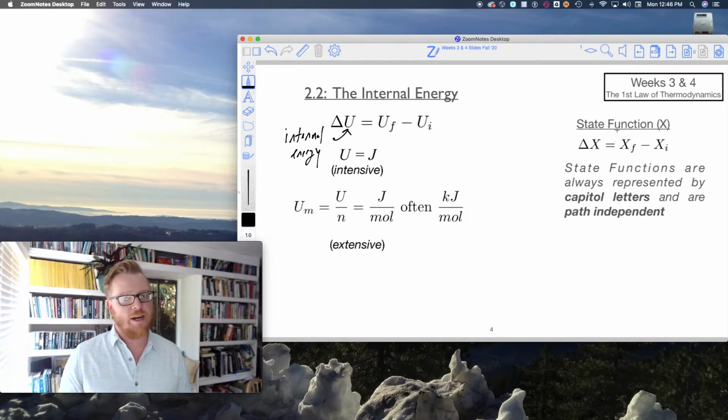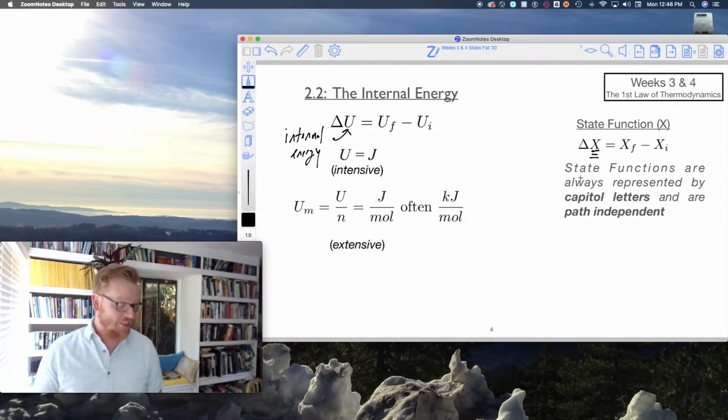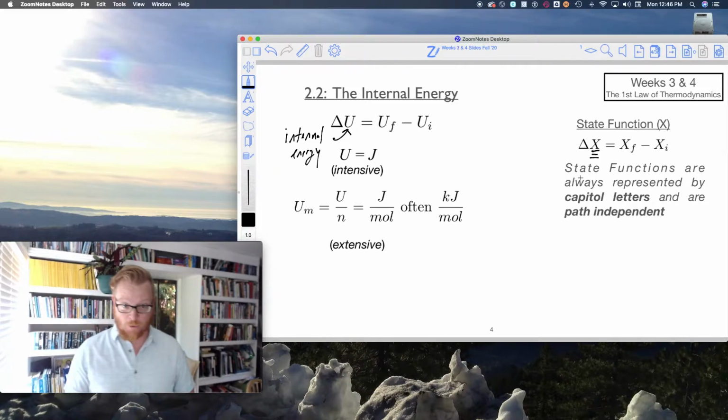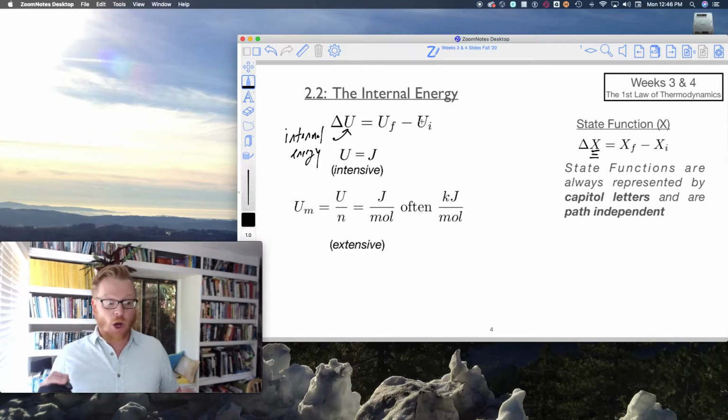But also don't forget about state functions. State functions are always represented by capital letters, always. And a state function is path independent, okay? That means we only care about the final state and the initial state. We don't care about what happened in between.